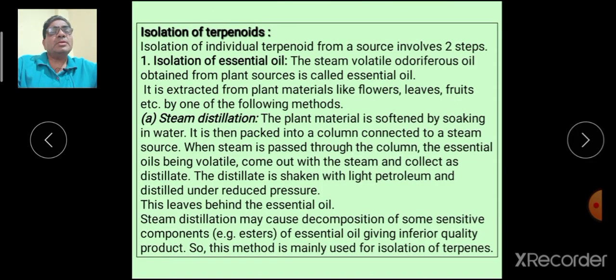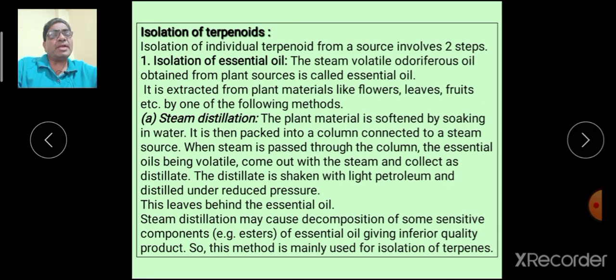Now, as they are present in the plant, they must be isolated, and therefore, isolation of terpenoids, the method involves two steps. First, isolation of essential oil. Of course, the steam volatile odoriferous oil obtained from the plant source is called essential oil. It is extracted from plant material like flowers, leaves, fruit, and it is extracted by any one method. The first one is steam distillation.